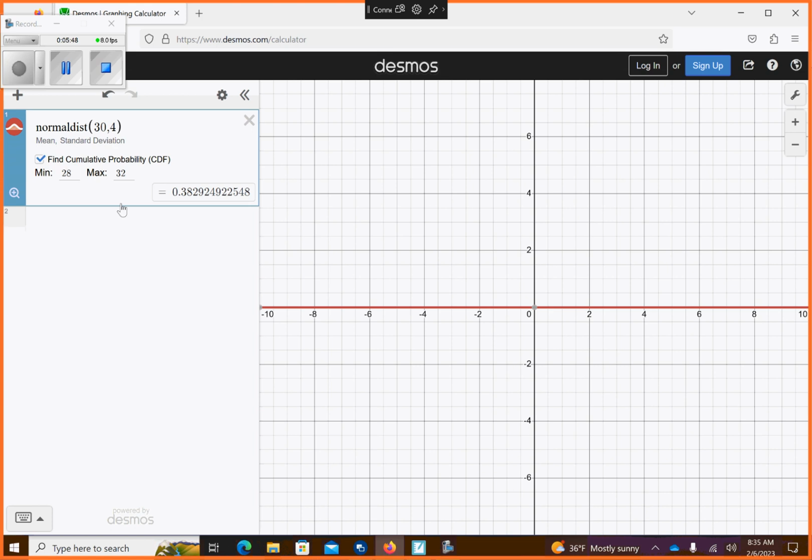And now if we go 28 to 32, we can now find that 38.3% of the population would fall within that with the anxiety level that we know.